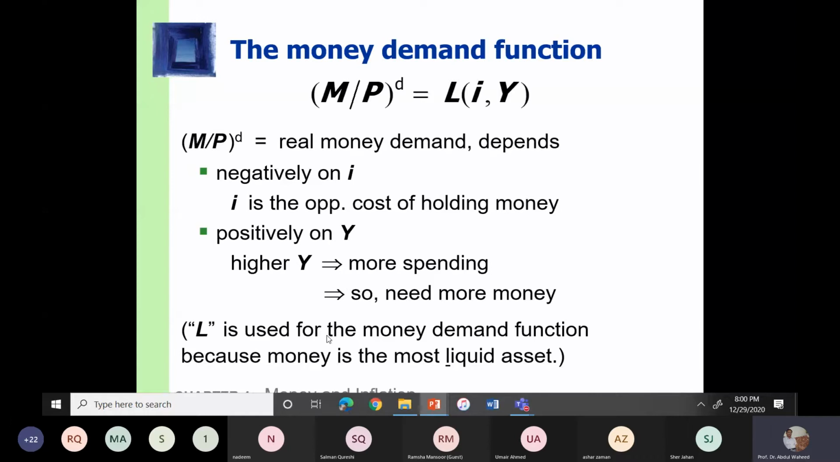And L is used for the money demand function because money is the most liquid asset. There are many other assets, but money is the most liquid asset because you can use it for transactions immediately.